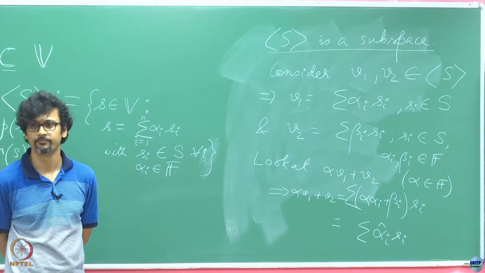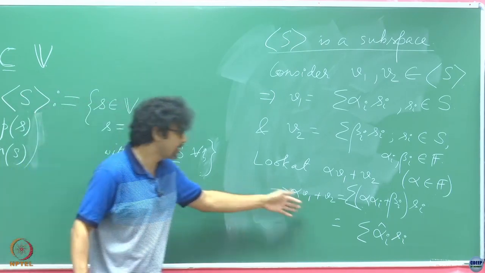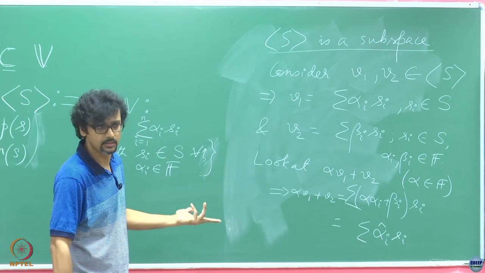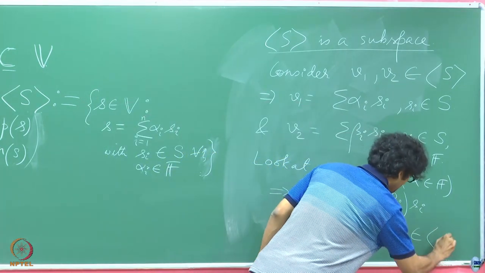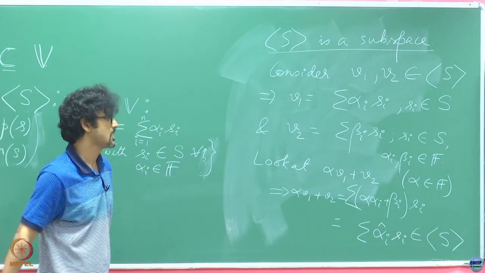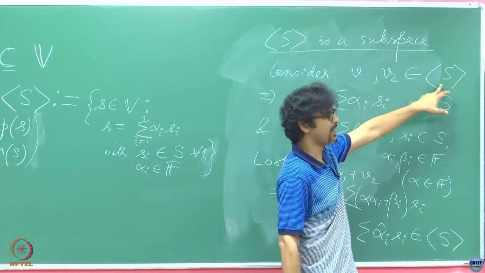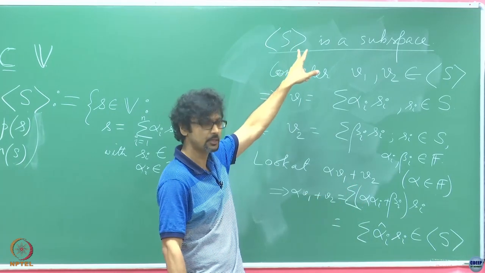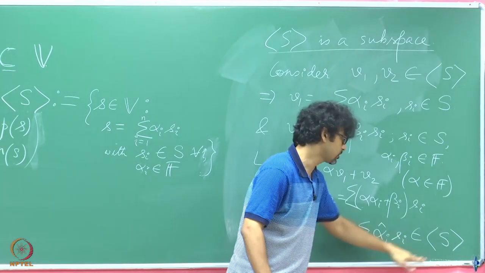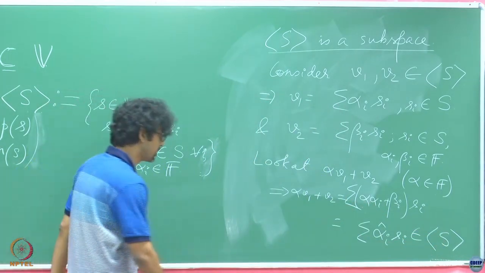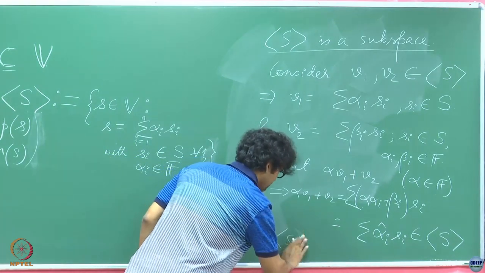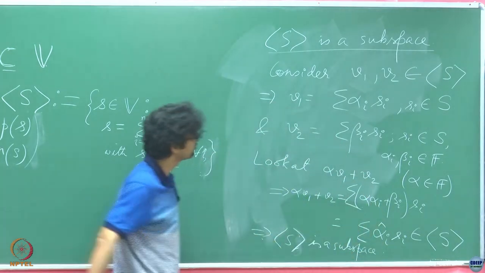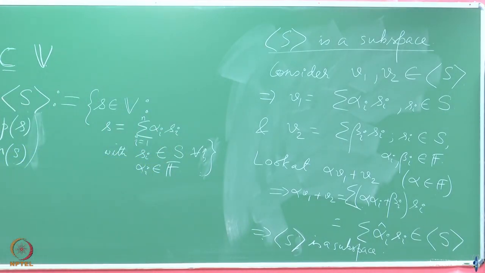And what is my conclusion then? Anything that can be represented in this form must therefore belong to the span, right? So this naturally belongs to the span of this set S. So whenever I have picked out V1 and V2 from the span of S, I immediately see that alpha V1 plus V2, no matter what alpha I pick, no matter what V1 or V2 I might have picked up, these were all arbitrary, right? This object must also belong to the span of S. Hence proved that span of S is a subspace. Okay, so it's a very important subspace, as we shall see later.